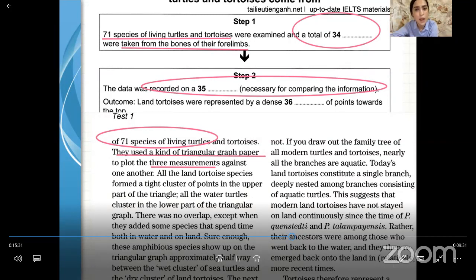So now I need to slow down a little bit, because I know the key rule: in 90% of the cases, the right answer will be around the corner when you find the keywords of the question in the passage. So they use the kind of triangular graph paper to plot the 3 measurements against one another. So here we go. Easy peasy. So 3 measurements would be the right answer. A total of. So how many? 3. So how many what? 3 measurements. Okay, you copy, you paste, and that's it.